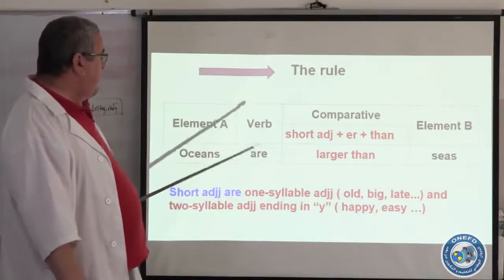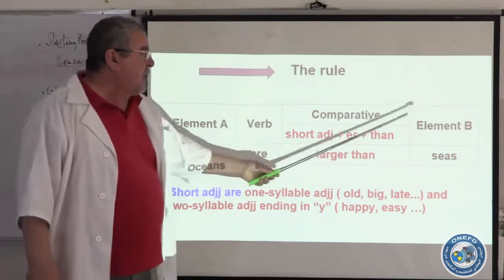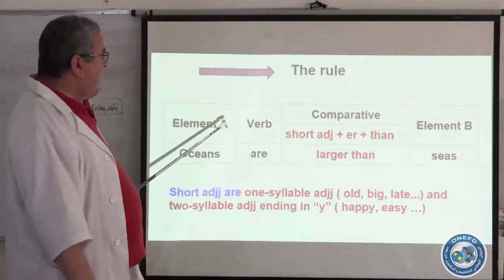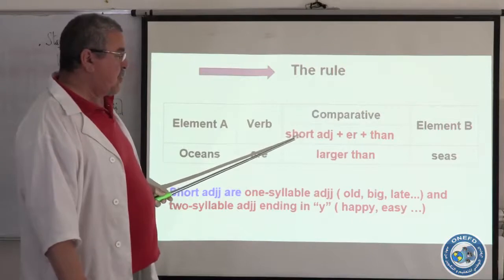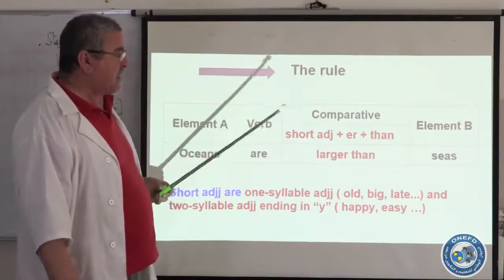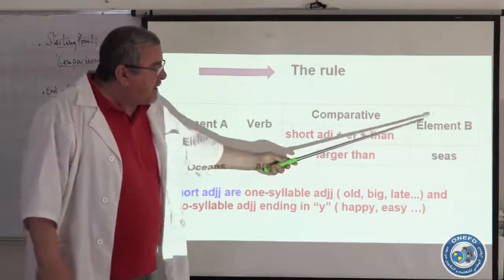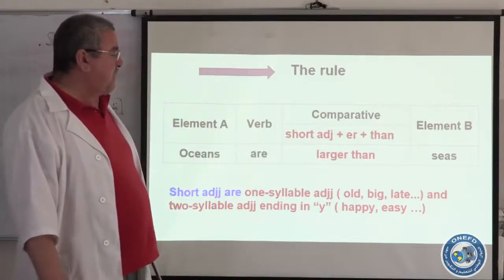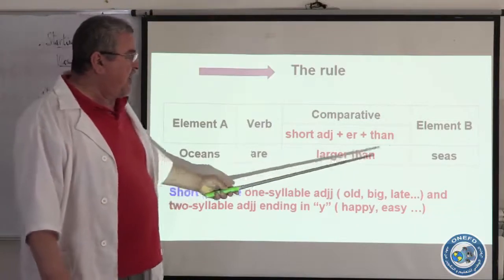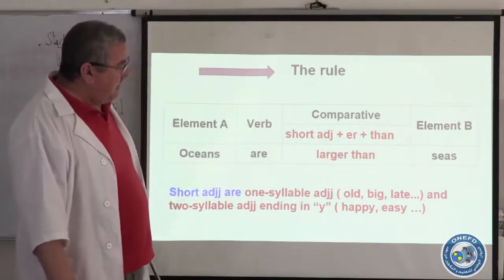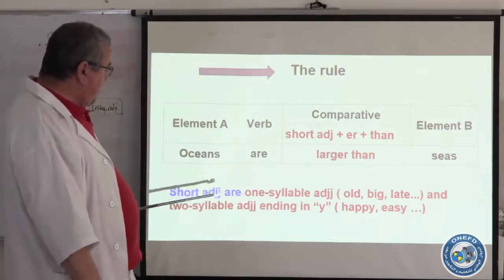Here is the rule. Again, we are comparing two elements, element A and element B. Element A, verb, then the comparative, which is short adjective plus er plus than, and then we write the element B here. Here is an example: Oceans are larger than seas. You remark that the E already exists. So short adjectives.